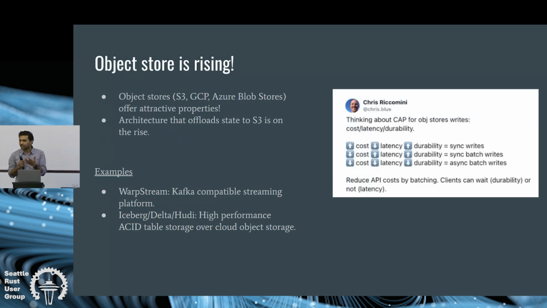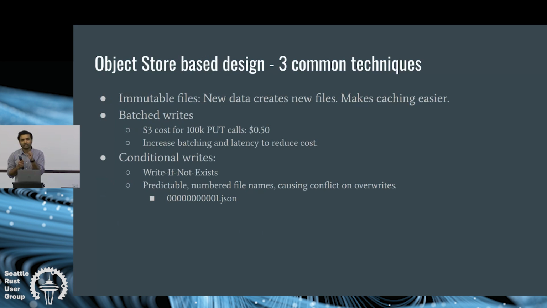You see something like WarpStream, which is a Kafka compatible streaming platform. It offers Kafka protocol and it stores all the data on S3. The compute is stateless. All the state is in S3. You see a similar thing in table formats like Iceberg, Apache Hudi, and Delta. They offer table storage over object storage. Now, this was the motivation, and SlateDB is a project that offers a key value interface over these object stores.